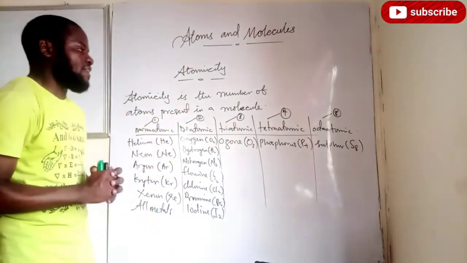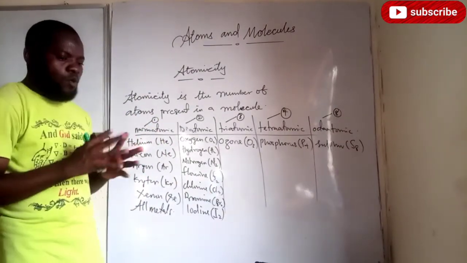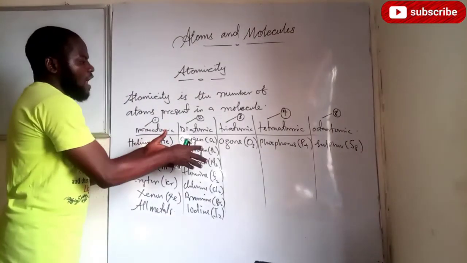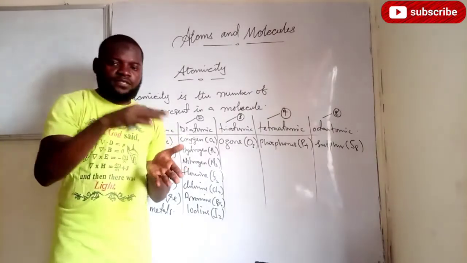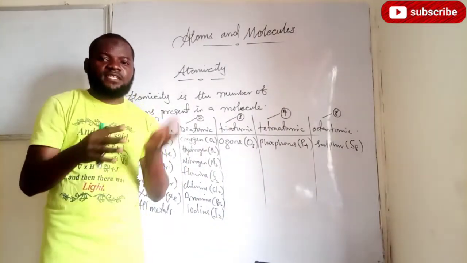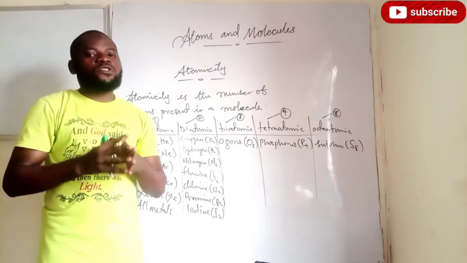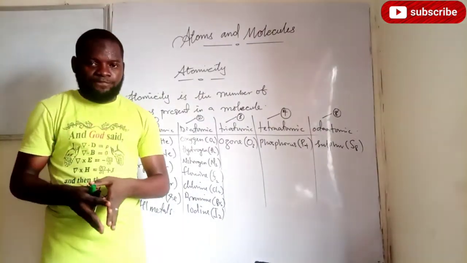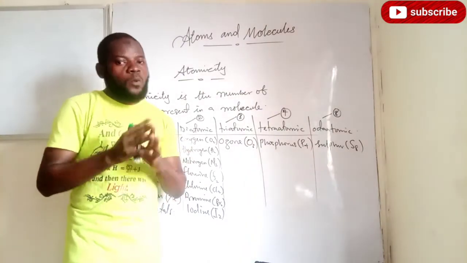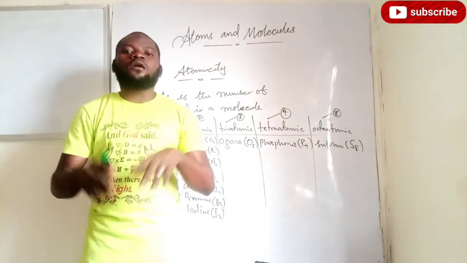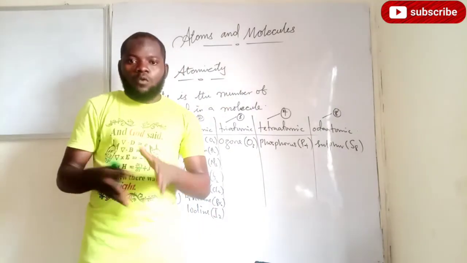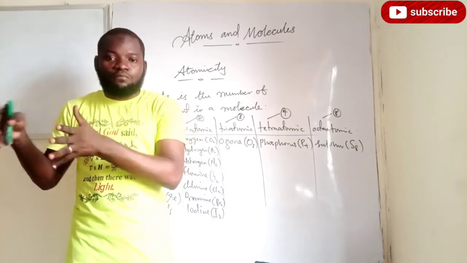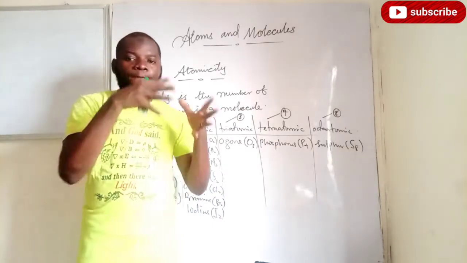Good. If we understand this now, there's another mistake that we always make: we confuse atomicity for valency. Valency is quite different from atomicity. We make use of atomicity when we're talking about a molecule of an element. We use their atomicity to write their molecular formula.